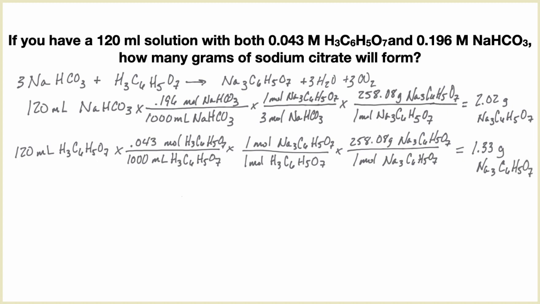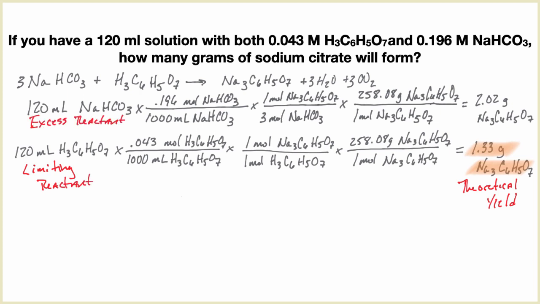Now, since we have two different answers, only one of them can be correct. The smaller value of 1.33, this is what we are going to call our theoretical yield. That's the least amount of sodium citrate that can be produced between these two compounds. That means that the citric acid was the limiting reactant and the sodium bicarbonate was the excess reactant.